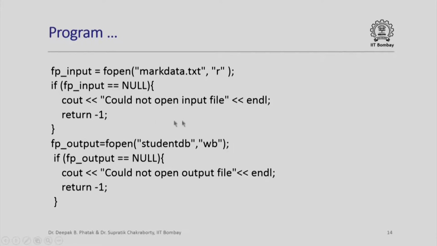In exactly the same fashion, we associate the fp output file pointer by opening another file called studentdb. Note the parameter wb. W means for writing, so it is an output file. B means binary file. By default, this is a text file, but when we write B, it means a binary file. So in short, a binary file will be opened with this name. Of course, if for some reason the file cannot be opened, I will get a null pointer, I will put out an error message and get out with a return -1.